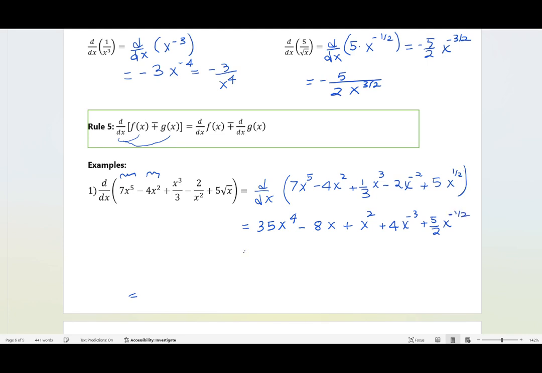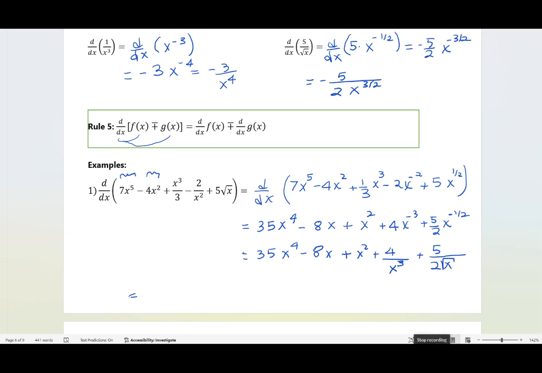And I'm just going to rewrite everything with no negative exponents. 35x to the 4 minus 8x plus x squared minus 12. Okay, here I want to put in the denominator. Sorry, I don't mean to take another derivative there. So it was plus 4. All I'm doing is rewriting it, bringing it to the denominator as 4 over x to the 3rd. And then do the same thing at the end. 5 over 2 is already there. And bring down the quantity to the bottom as x to the 1/2, also known as the square root of x. So the last term becomes 5 over 2 times the square root of x.